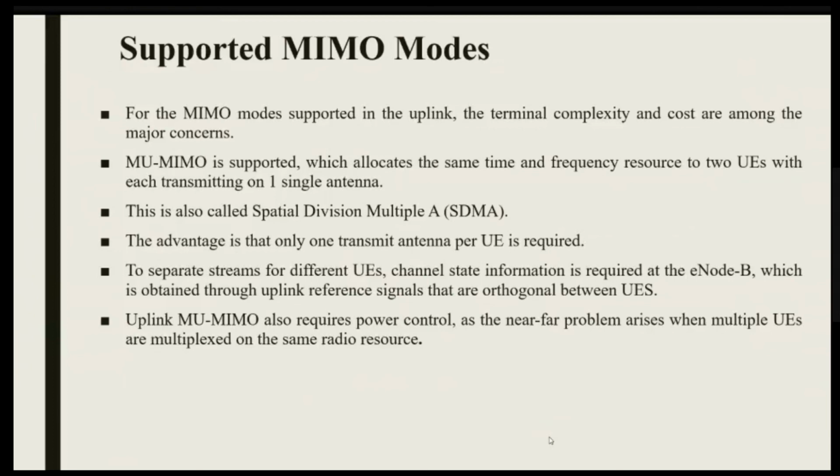Multi-user MIMO is supported, which allocates the same time and frequency resource for two user equipments, each transmitting on a single antenna. This is also called spatial division multiplexing, SDMA, spatial division multiple access. The advantage is that only one transmitting antenna is used per user equipment.